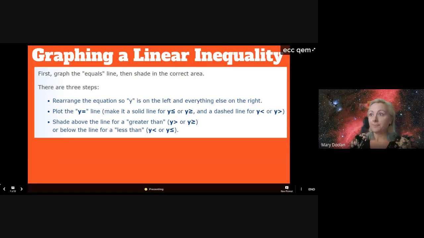Now, after that, the last step you're going to do is shade above the line for a greater than symbol, because we're showing everywhere y is greater than, so you would shade above. And then the opposite would be to shade below with the less than symbols, okay? Less than or equal to. All right, so this is what we're going to do, these 3 steps. I'm going to show you some examples, and then you're going to try this.